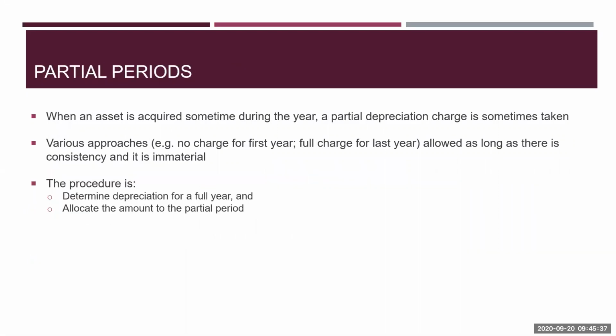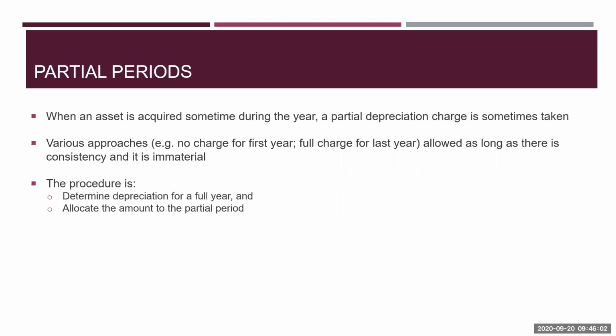Now, partial period depreciations are also allowed. So what if your asset was only purchased, let's say, if you have the year of January to December, your asset is purchased on March the 1st. Okay, so that is your partial period depreciation. How should the company account for that? When the asset is acquired sometime during the year, a partial period depreciation is charged.